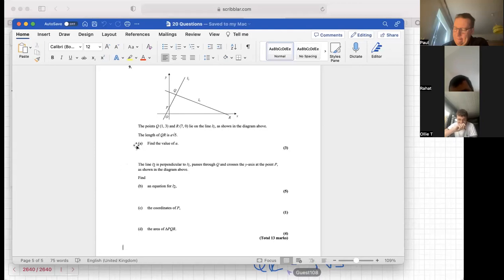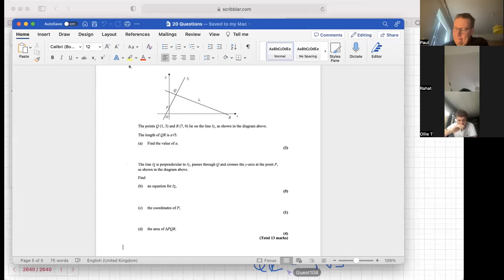That's okay. So you found the equation of the line, that's all right. You found the gradient was minus a half, and I'm in agreement with you there. That's actually part B we're going to look at. Remember we said we didn't need an equation for L1.